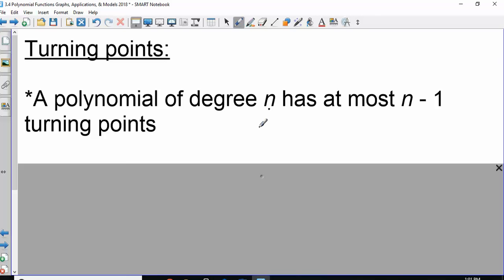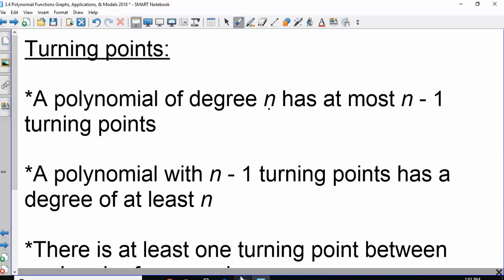So the last part of your homework today is going to have you looking at some graphs and deciding which of these equations it could be. So you need to count those turning points. If it has 4 turning points, can it be an x cubed? No. Your number of turning points has to be smaller than the degree.